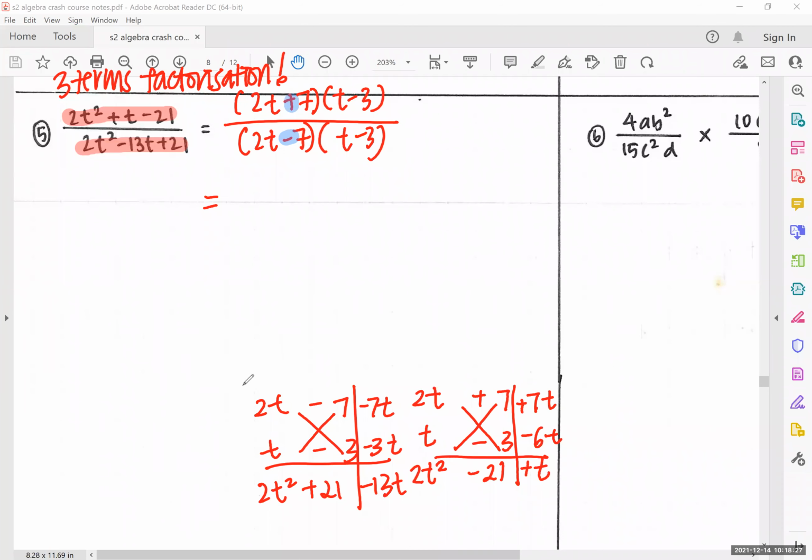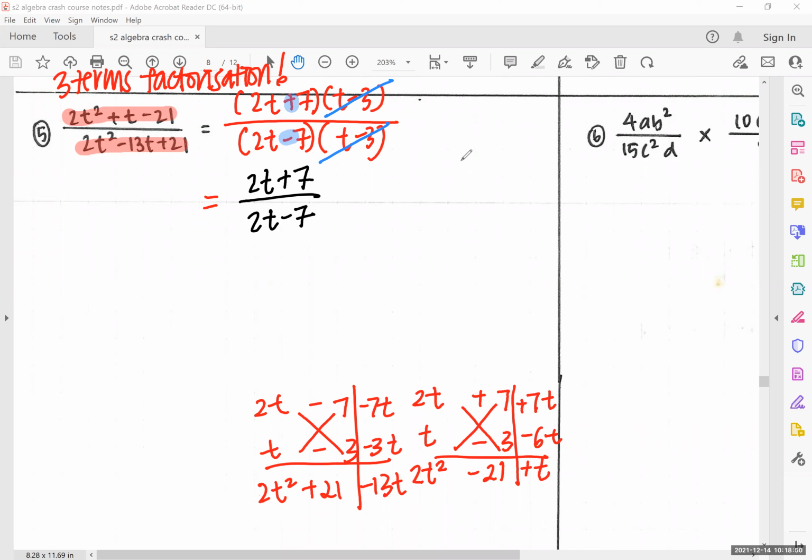So here is a plus, here's a minus. So you all have to take note of that. And then we'll realize that t minus 3 and t minus 3 can be cancelled out. And at the end of the day, all I'm left with is 2t plus 7 over 2t minus 7. So guys, can you see here? 2t plus 7 is not the same as 2t minus 7.